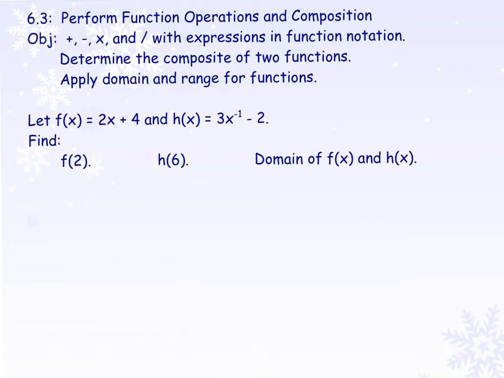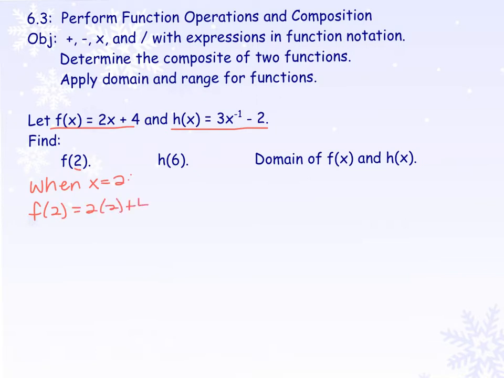Hopefully this looks like review. It says let f of x equal 2x plus 4 and h of x equal 3x to the negative 1 minus 2. To evaluate a function, it asks you to plug in something for the input and determine the output. We've done this before. F of 2 means when x is 2, what is the value of our function? So we plug it in on the left side and the right side.